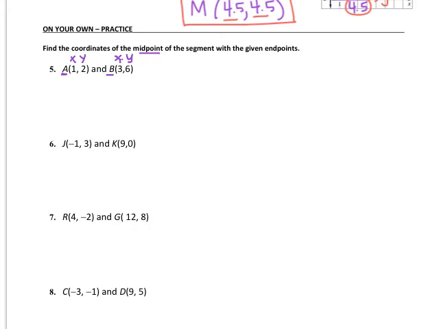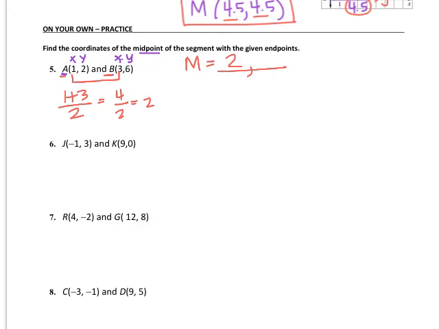So I'm going to do number 5 with you. I'm looking for point M. Remember the x and y value for point M, which is the halfway point between point A and point B. I'm going to take the two x values, add them together, divide by 2, and so I get 4 divided by 2, or just 2. That's my x value for point M.